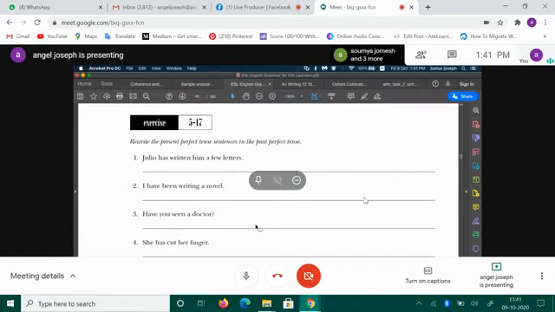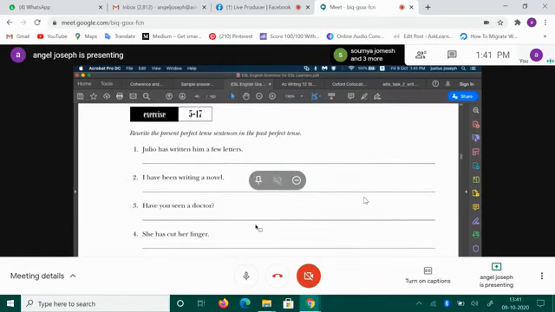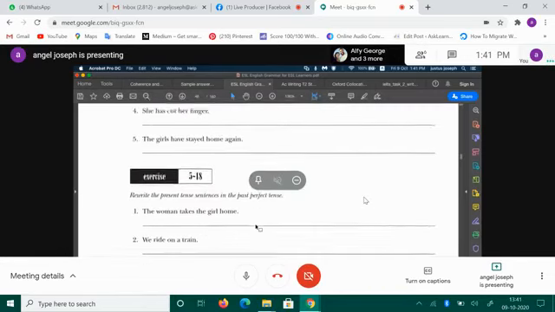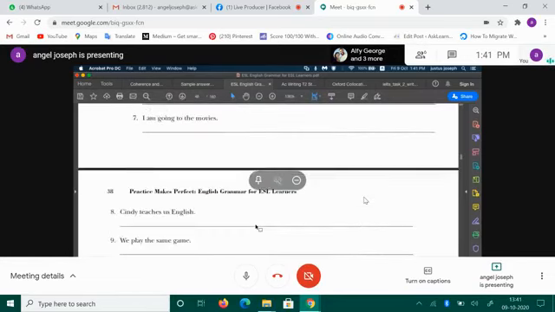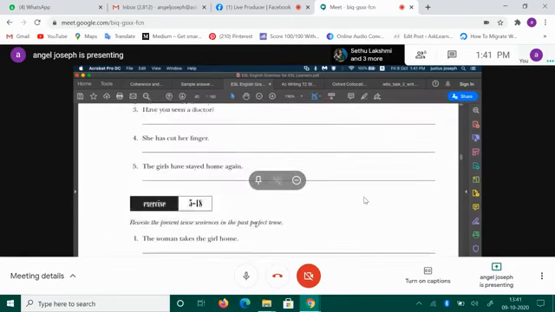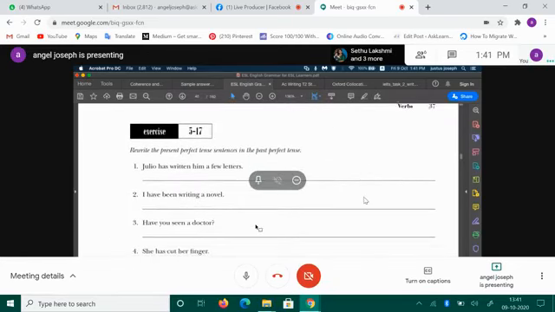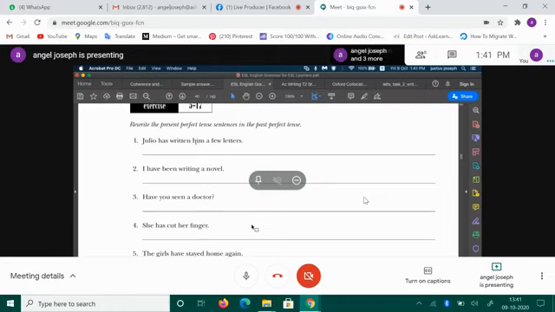So let's look into a small exercise, and we will go through both these exercises and close this chapter. So what do we need to do? What do we have to do here? We have to rewrite the present perfect tense in the past perfect tense.